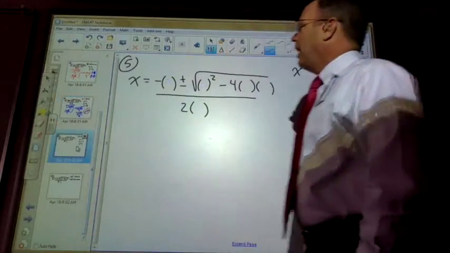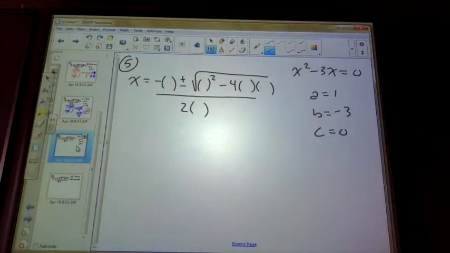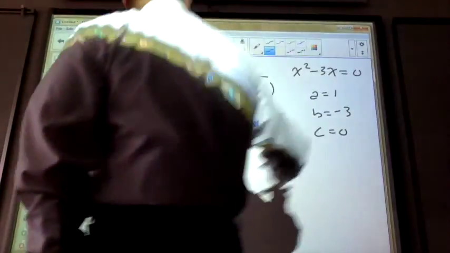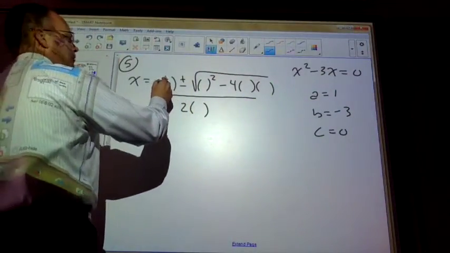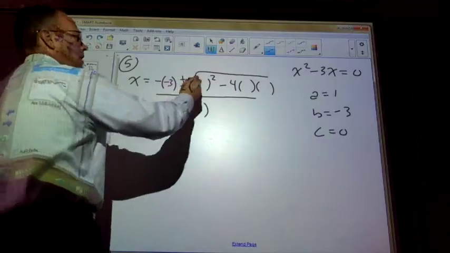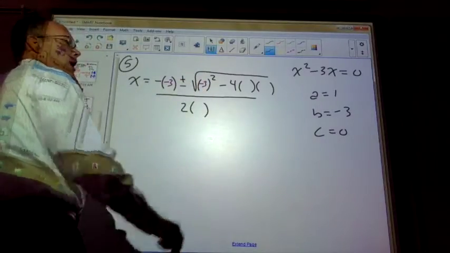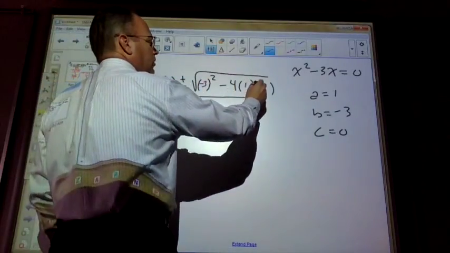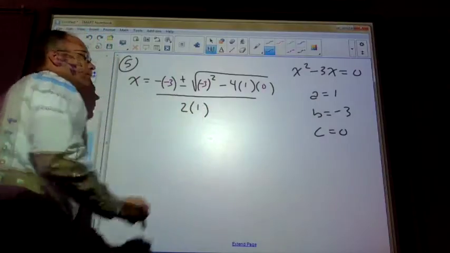Crazy. All right. Let's see. Number 5. x squared minus 3x equals 0. Why is my c value 0? Because it's equals, there's nothing up there. So if nothing is up there, nothing is 0. All right. So I'm going to plug those terms in. So I get x equals negative b, so it's negative 3, b squared, so negative 3 squared minus 4ac all over 2a.